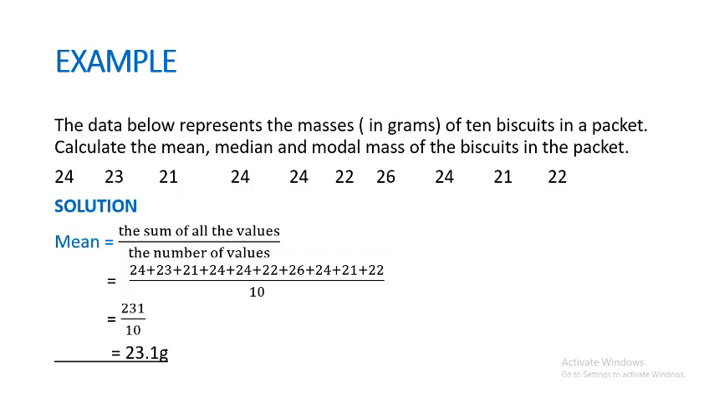Then divide by the number of values. We just count how many numbers we have here. If we count, we find that there are 10 values. So we are going to divide the sum by 10. 231 divided by 10, the answer is 23.1 grams. Remember, the masses are in grams. That is the mean of this particular set of data.